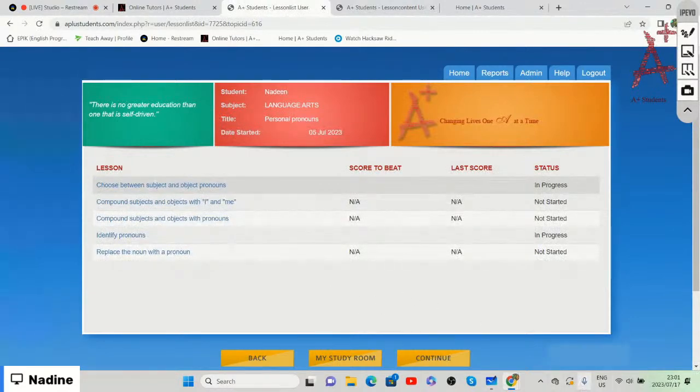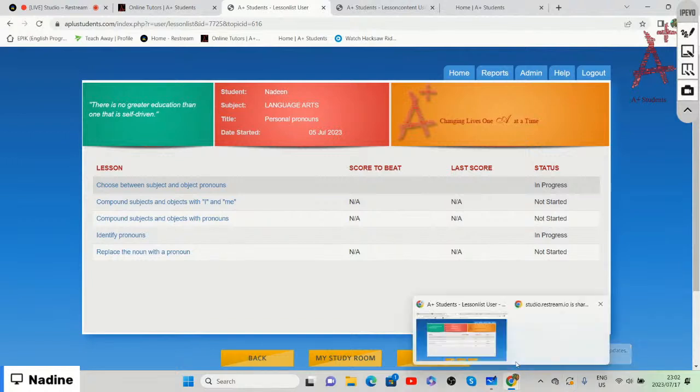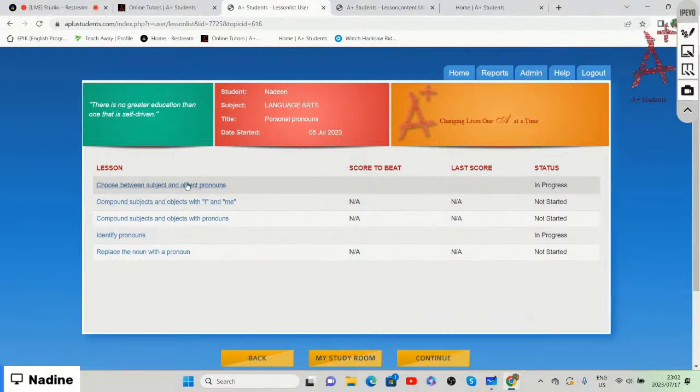All right. So our chapter for today is personal pronouns, and the lessons that we are going to be focusing on are choose between subject and object pronoun, compound subjects and objects with I and me, compound subjects and objects with pronouns. We will be identifying pronouns and replacing the noun with a pronoun. So that will be our lessons for today. All right, so we're going to start with the lesson on choose between subject and object pronoun.